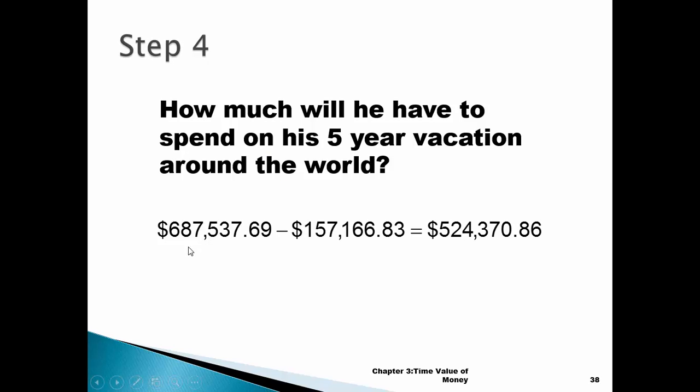Where does that number go? Well, we're going to have $687,000. $157,000 is what the retirement income is going to cost. So that means he's going to have the remainder, $524,000, to spend on that 5-year vacation around the world. I think he could probably find a way to spend $100,000 a year over the time for that vacation.